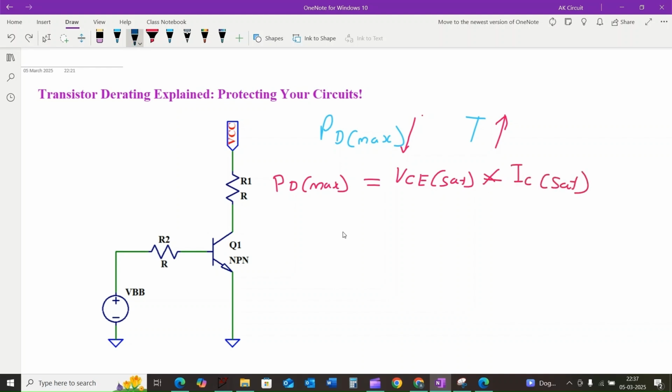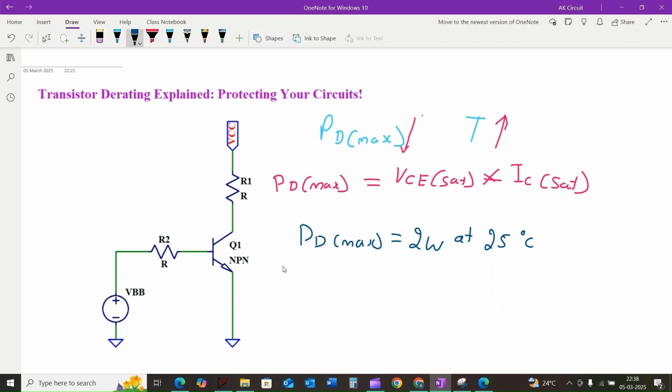In our example, let's say our transistor has a PD max equal to 2 watt at 25 degree centigrade, which is the room temperature. Now here is the key, the derating factor. This tells us how much that power dissipation decreases for every degree centigrade increase in temperature. In our case, it is 4 milliwatt per degree centigrade.